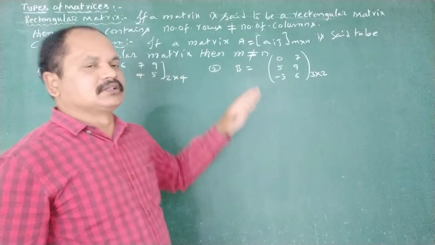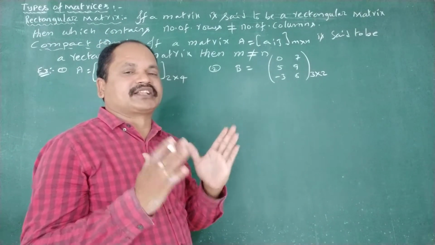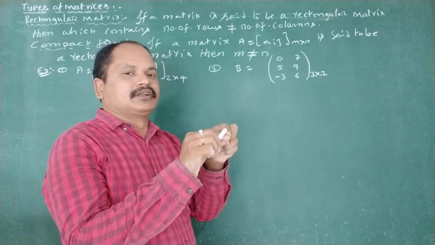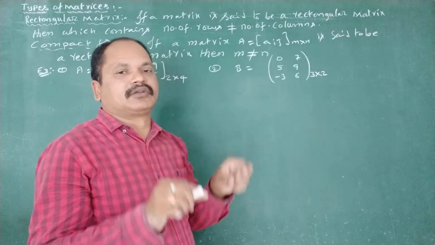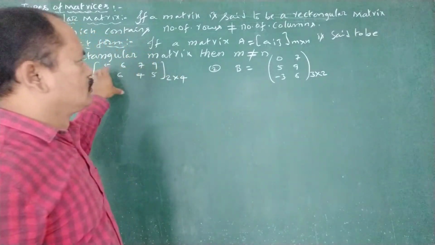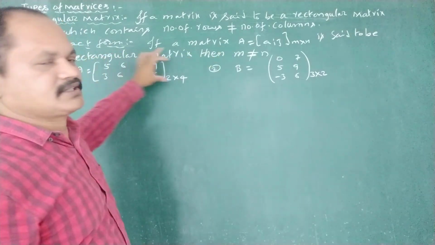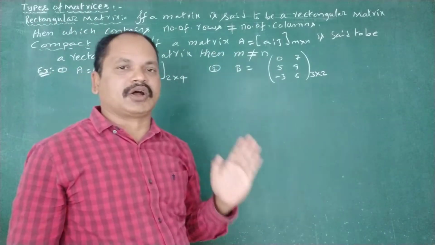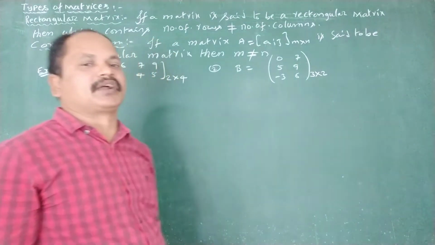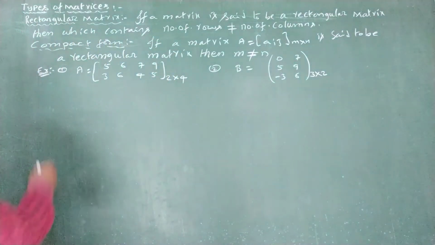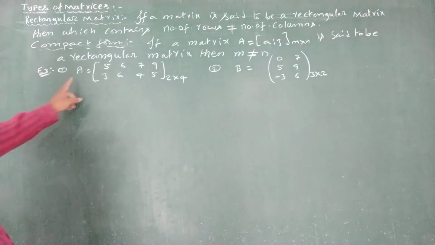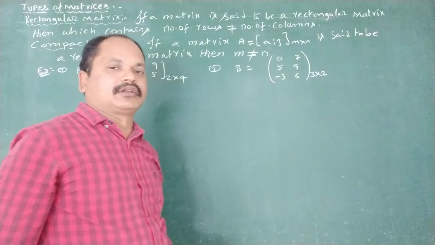That's why these matrices are in the shape of a rectangle. In a rectangle, the length may be greater than the breadth or the breadth may be greater than the length. So according to that position, it is a rectangular matrix. When the number of rows is not equal to the number of columns, the matrix is called a rectangular matrix. That's all. So these two are called rectangular matrices.